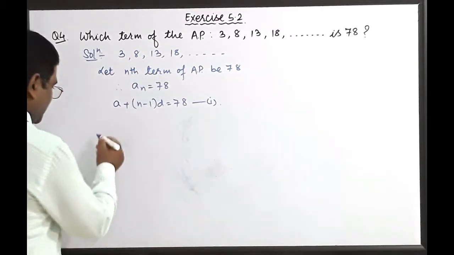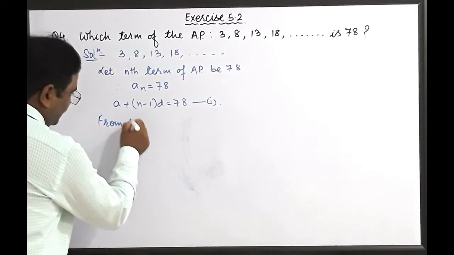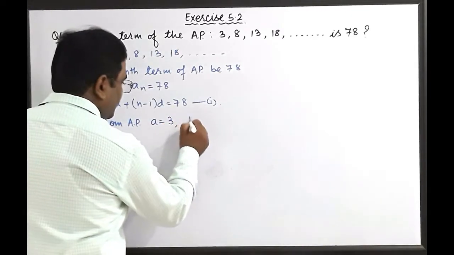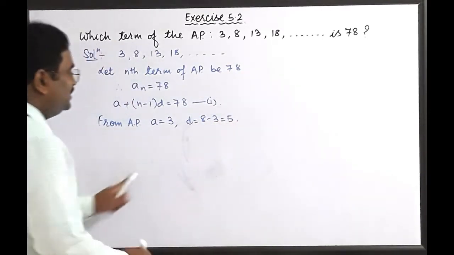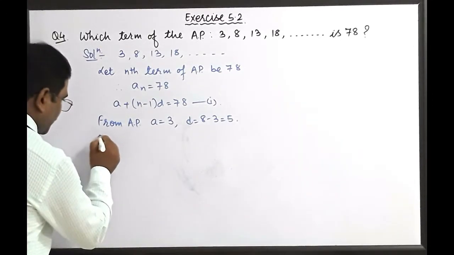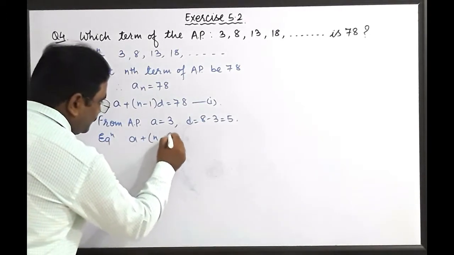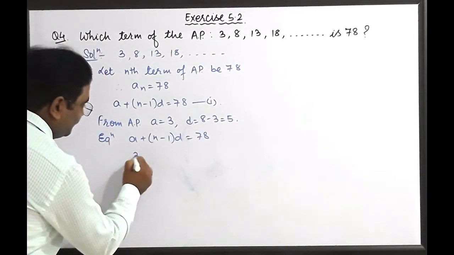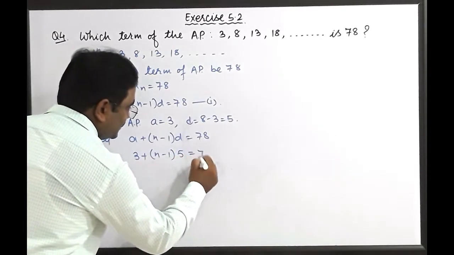So from series, from AP, a is equal to 3, first term. Common difference d is equal to 8 minus 3, which is 5. These two values we have to substitute in equation number 1. Therefore equation 1 becomes a plus (n minus 1) into d equals 78. A is 3, (n minus 1) into d, which is 5, equals 78.